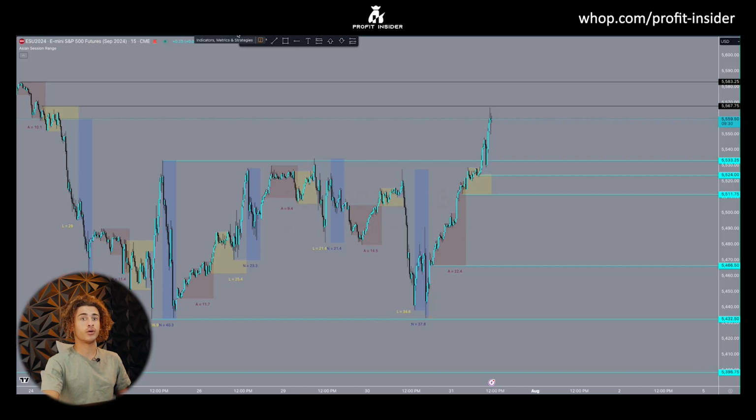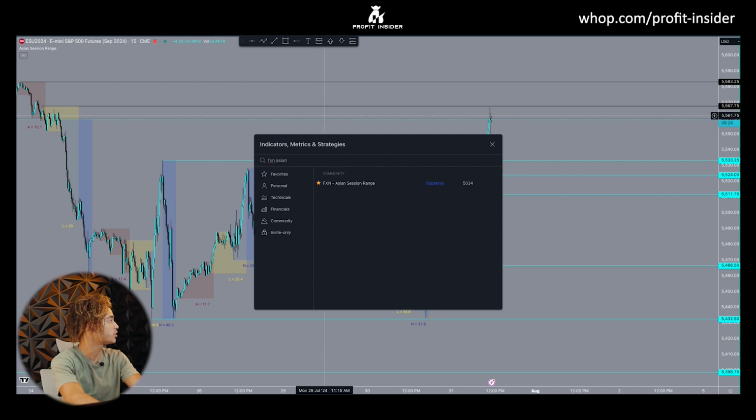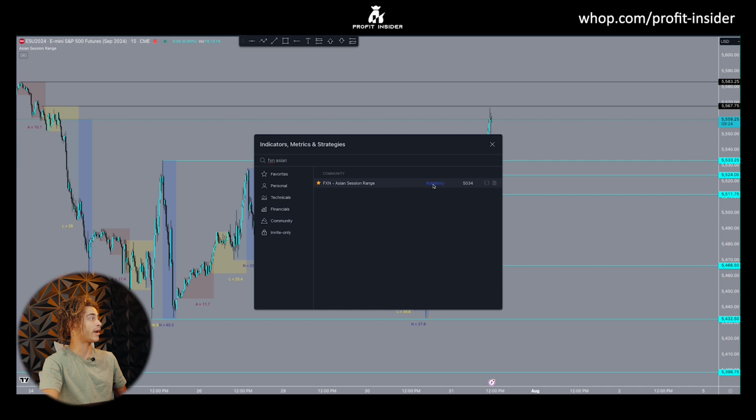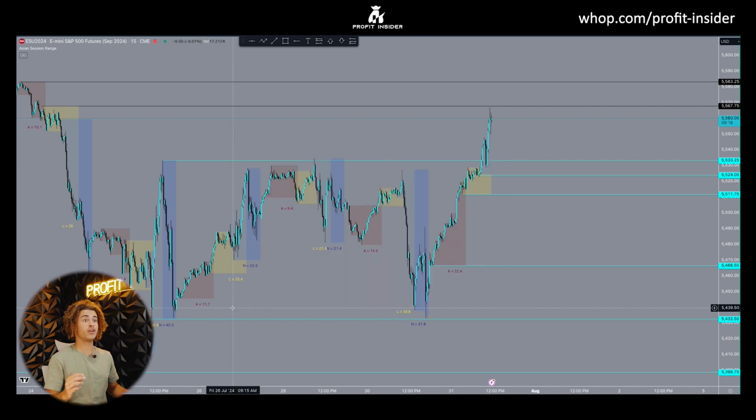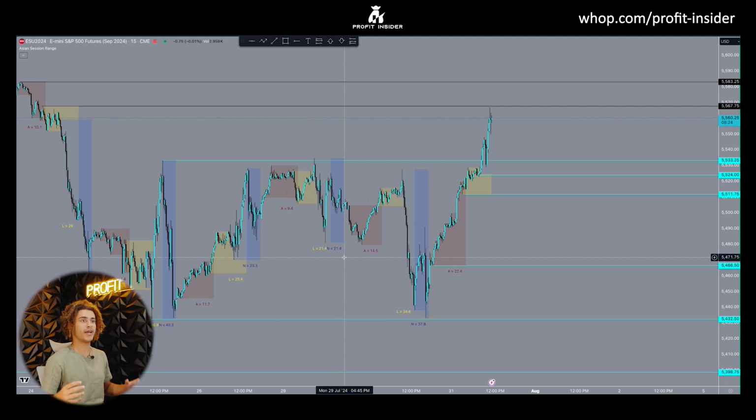So first of all, you're going to go into your indicators in TradingView and type in FXN Asian Session Range, and then you're going to click this one right here by Rob Minty. This indicator is showing you all of the different trading sessions. It's looking at the London session, the Tokyo session, and the New York session. This is extremely important because as traders, we need to know when the asset that we're trading is going to be most active. So right now we're looking at ES Futures. ES Futures is going to be most active during the New York session.